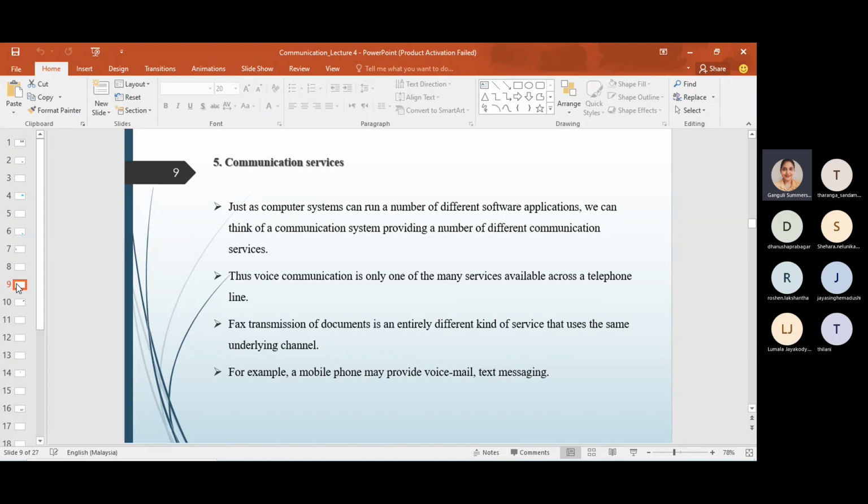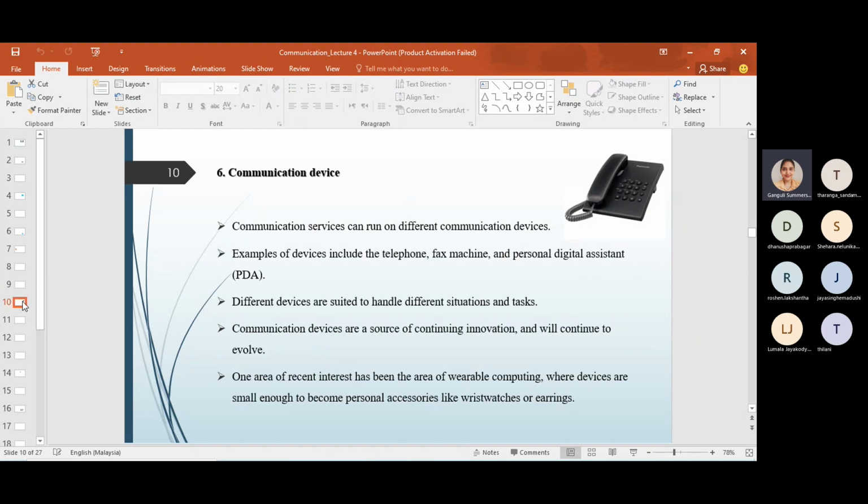For example, telephone, voice communication විතරයි තියෙන්නේ. But in some devices, we have several communication services. For example, mobile phone. We have text messaging, we have voicemail, we have voice communication, and we have video calling as well. Okay, so මේ ඔක්කොම තියෙනවා mobile phone එකේ. Okay, so those are the communication services.